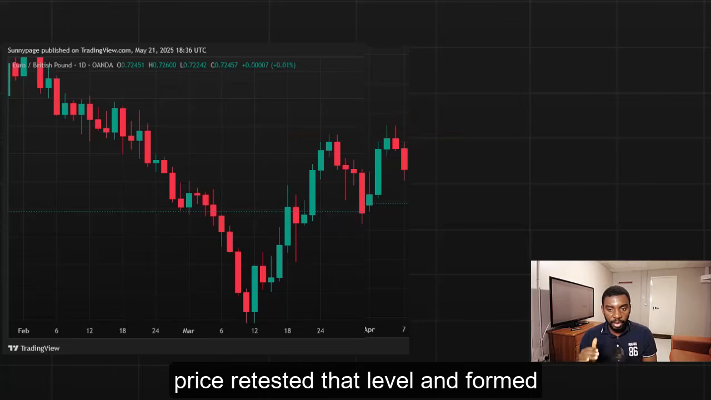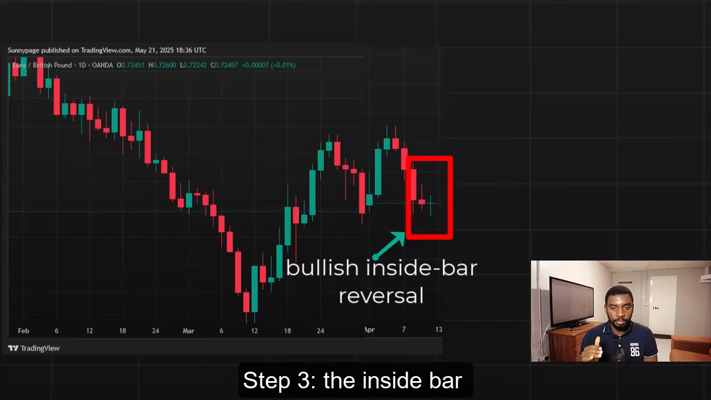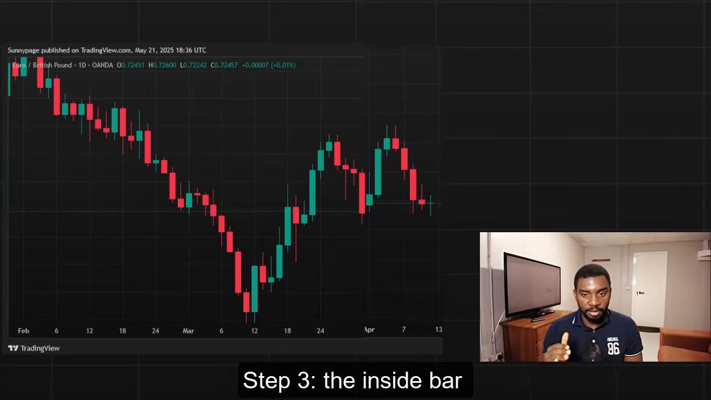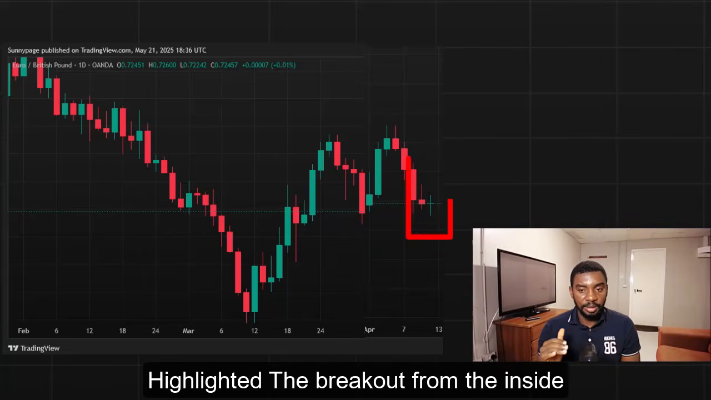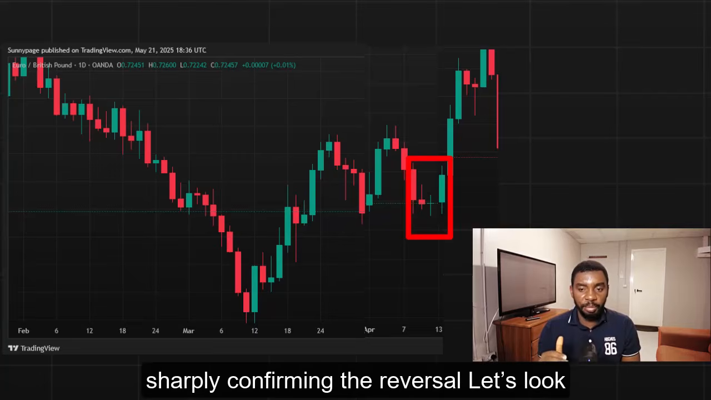After the break, price retested that level and formed a bullish inside bar reversal. Step 3, the inside bar highlighted. The breakout from the inside bar was strong and price surged up sharply, confirming the reversal.